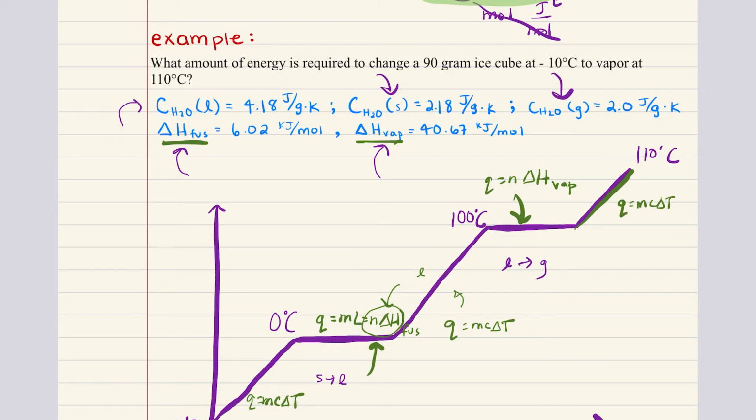Okay, so we're going to do 1, 2, 3, 4, 5 expressions that we're going to solve for the 5 segments of our heating curve. And the energy we get for each part, we're going to sum all of them up together to get the total amount of energy that's required to change 90 grams of ice cube at minus 10 degrees Celsius to vapor at 110 degrees Celsius. So that is our workflow.